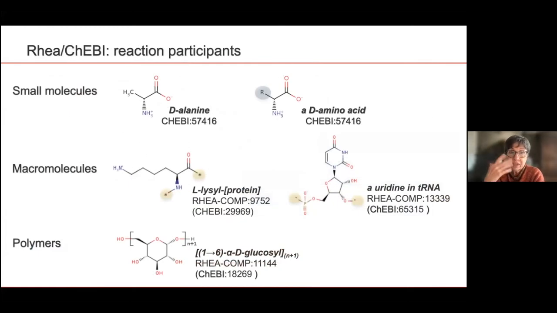I show you the different kinds of reaction participants. All our participants, small molecule, macromolecule, or polymers, are linked to a KB ID. But in the case of macromolecule and polymer, we will have an additional identifier to represent the macromolecule. So here is an example of L-lysyl protein. For this protein, we just use the lysine residue to represent the molecule. Same thing for the tRNA.